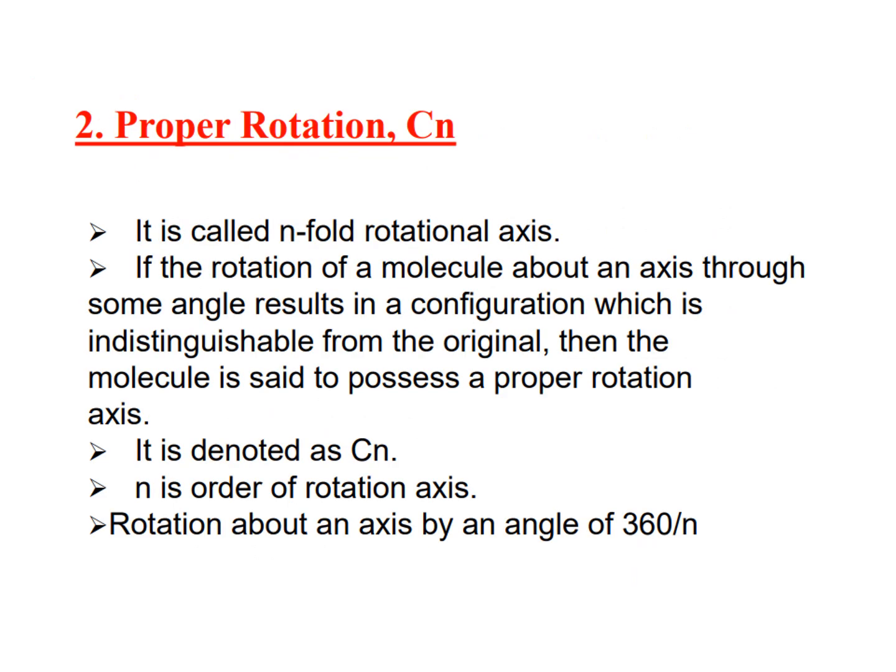The next symmetry element is the proper rotation, and it is denoted by C. N in the subscript shows the number of times it has been rotated. It is also called the n-fold rotational axis. If the rotation of a molecule about an axis through some angle results in a configuration which is indistinguishable from the original, then the molecule is said to possess a proper rotation axis. It is denoted by Cn. n is the order of rotation about an axis by an angle of 360 over n.